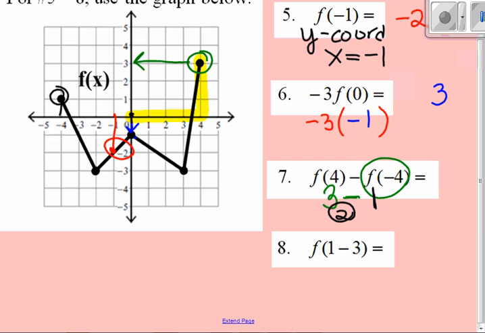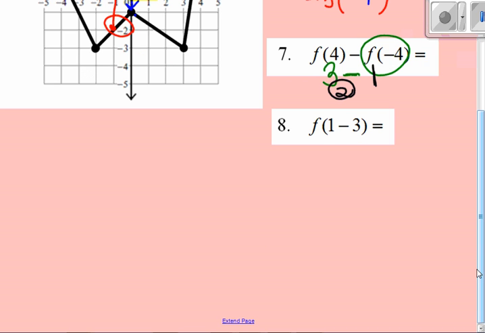Is that okay or no? Okay, what about f of 1 minus 3? Colin, how am I going to do that one? I have to do what? 1 minus 3, don't I? Oopsie. There we go. So this is f of negative 2.